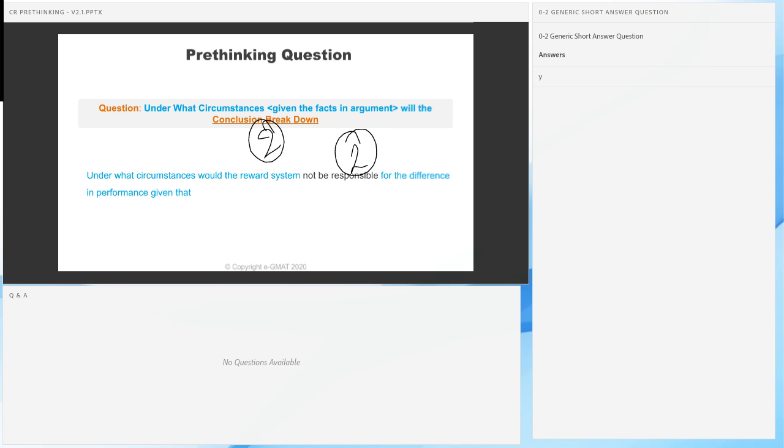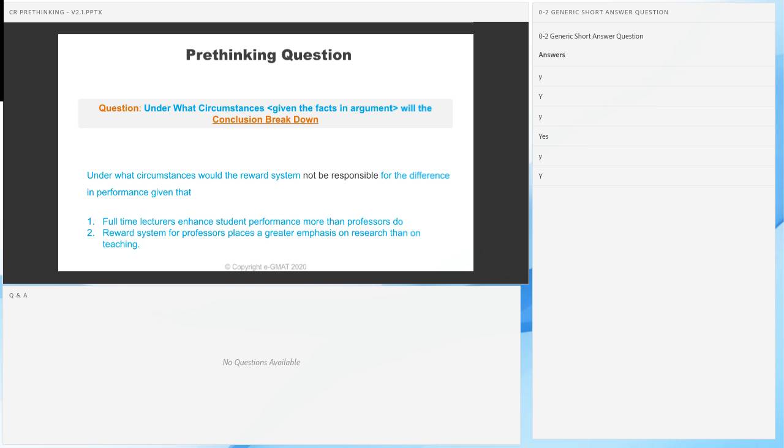I'm just going step by step. Under what circumstances would the reward system not be responsible for the difference in performance, given that this is 1 over here, and this also is 1. Full-time lecturers do a better job, and the reward system for professors places greater emphasis on research than on teaching. You could also put 2 as, if you don't want to use the word greater, say place a 70% emphasis on research and 30% on teaching. That would be just as good. Can you also see the translation of 1 to 1 over here?